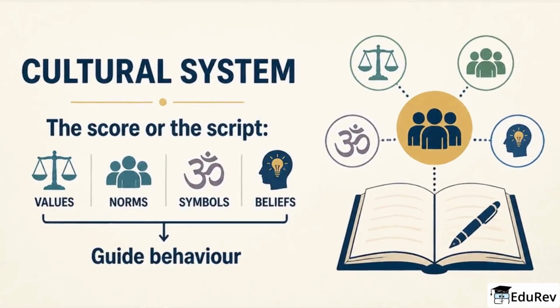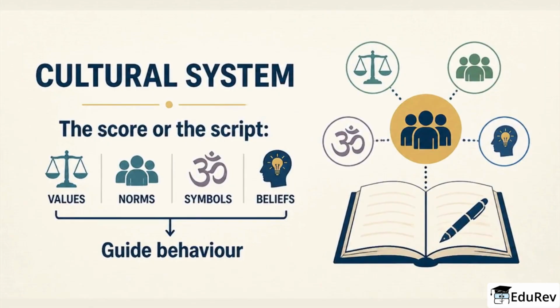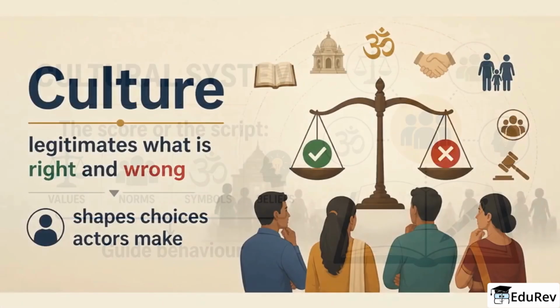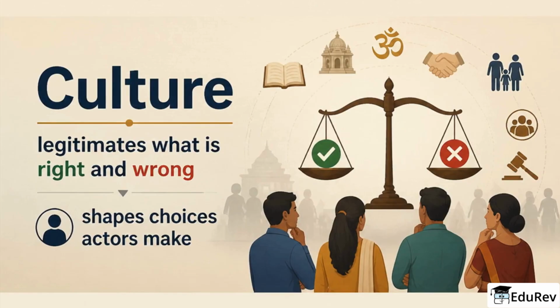Next, the cultural system is the score or the script: values, norms, symbols, and shared behavior. Culture legitimates what is considered right and wrong in that social setting, and it shapes choices actors make.